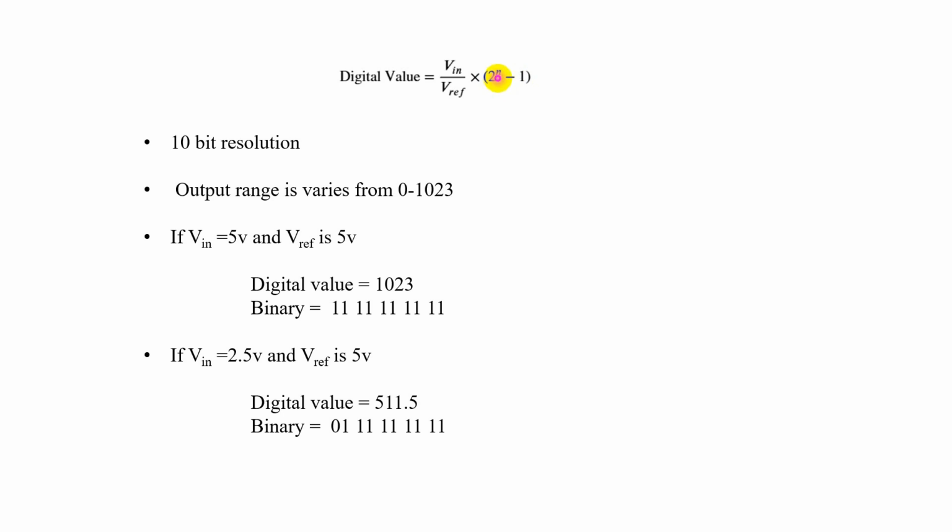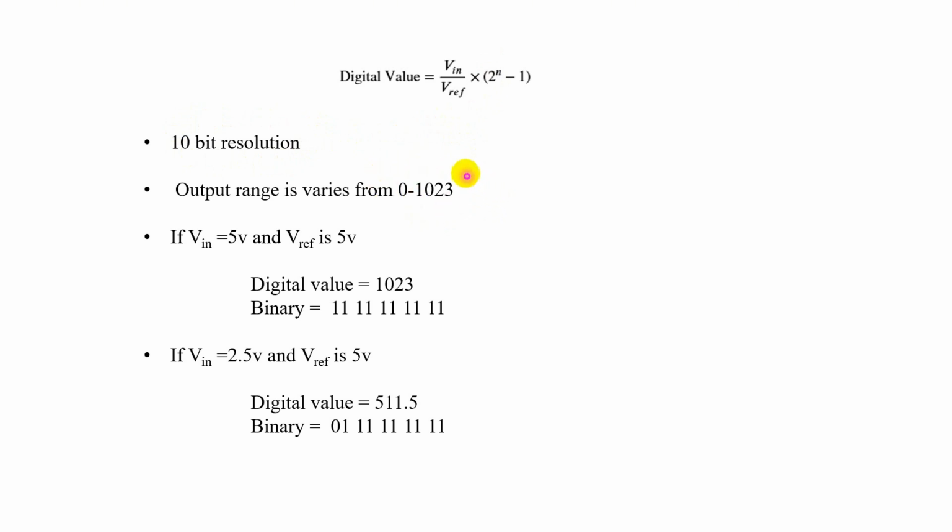And then 2 power n minus 1. N is nothing but the number of bits, which depends upon the ADC bit of our microcontroller. In PIC16F877A we are using a 10-bit ADC. So it is called 10-bit resolution. 10-bit resolution means 2 power 10, which is 1024. The output range is 0 to 1023, so there are 1024 possibilities available.